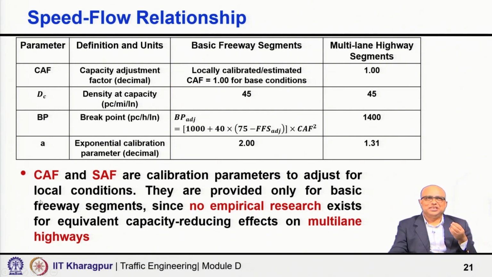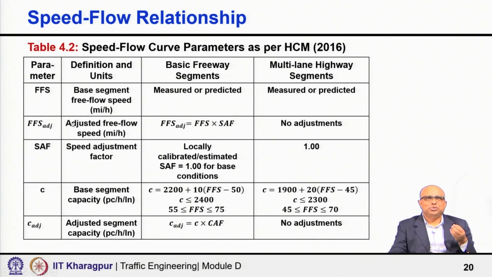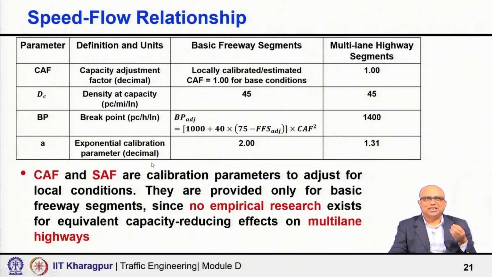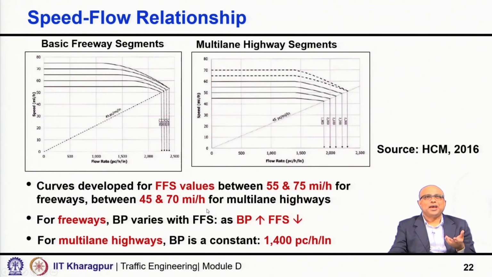One thing is interesting: the CAF, the capacity adjustment factor, and the SAF, the speed adjustment factor, are calibration parameters to adjust for local conditions, and they are provided only for the basic freeway segment, since no empirical research on equivalent capacity reduction effects on multi-lane highways is available.